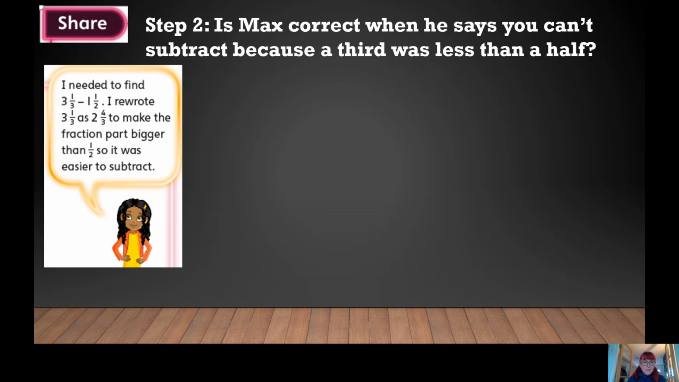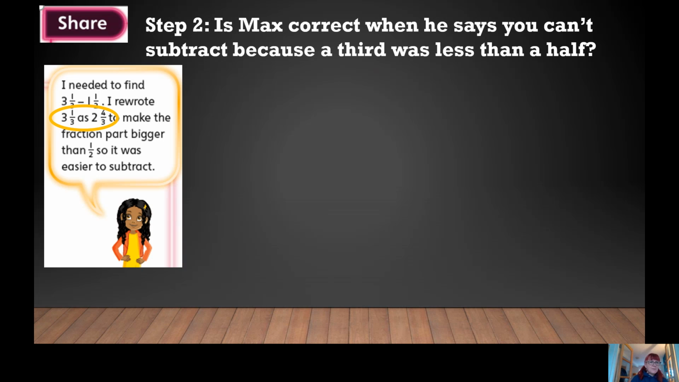Well, this is strategy number 1, and we are introduced to this strategy with this piece of advice. I needed to find 3 1/3 subtract 1 1/2, and to do that I rewrote 3 1/3, the larger of the fractions, as 2 4/3 to make the fraction part bigger than 1/2. So then you can subtract it. So what the lady is saying, 3 1/3 is equivalent to 2 4/3. Let's see what that looks like and how that helps us to subtract.